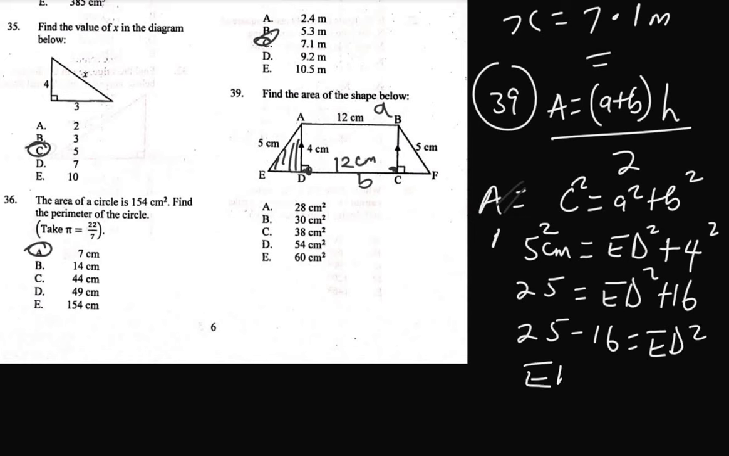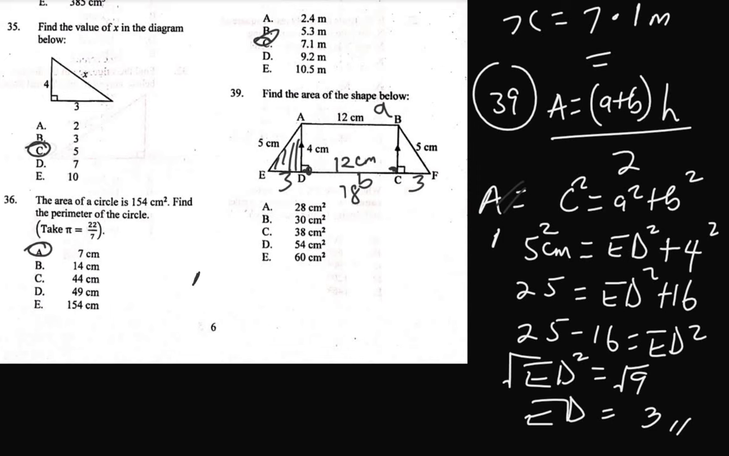So ED squared equals 25 minus 16, 9. Take the square root of both sides. ED equals the square root of 9, which is 3. Okay, now we just got this place as 3, this as 3 too, because they are of the same size. 12 plus 3, 15 plus 3, 18, that's the total base.